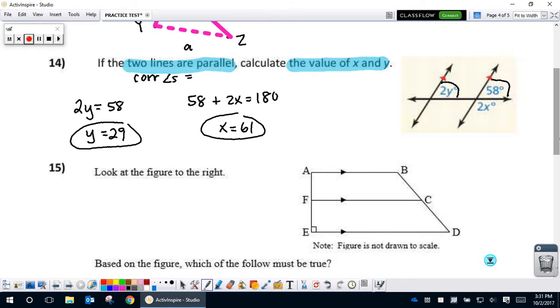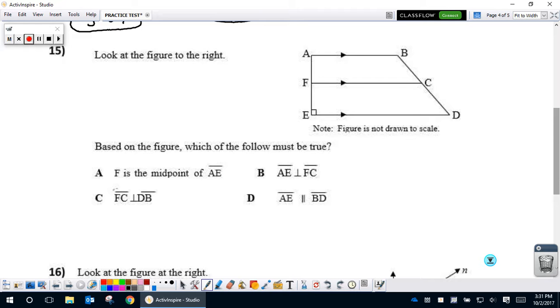Okay, moving on to the last two. 15, look at the figure at the right. Based on the figure, which of the following must be true? So we know these indicate parallel lines. So what I would do is work through A, B, C, and D and see if they're true. Noticing that, remember, the figure is not drawn to scale. So they're going to try to say that F is the midpoint of segment AE. Do they tell us anything else about that? No, so that cannot be true.